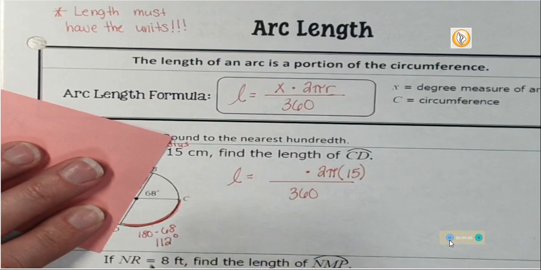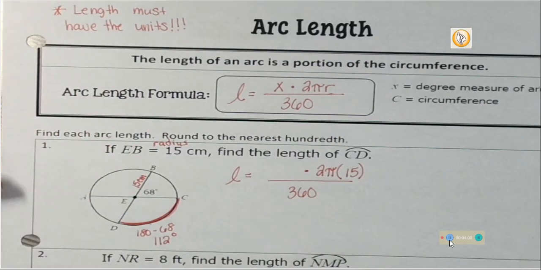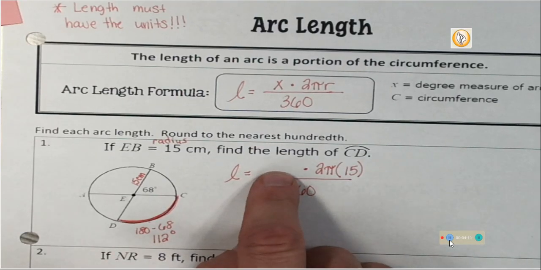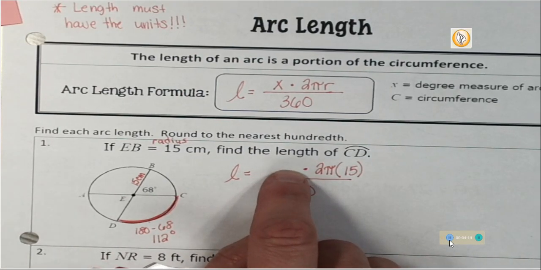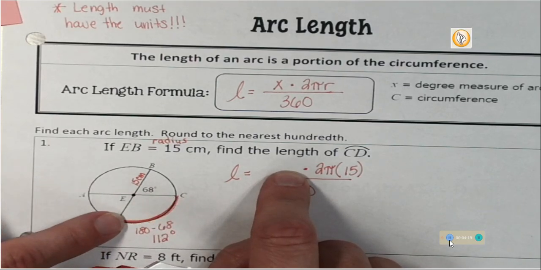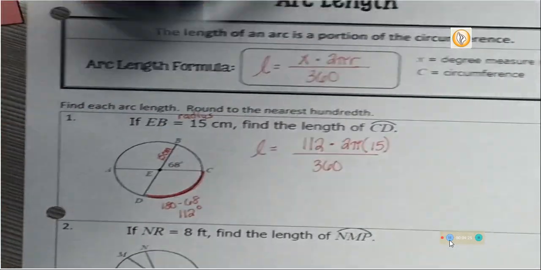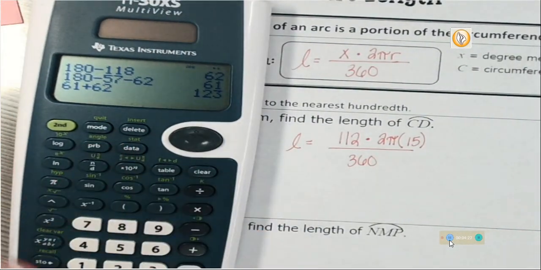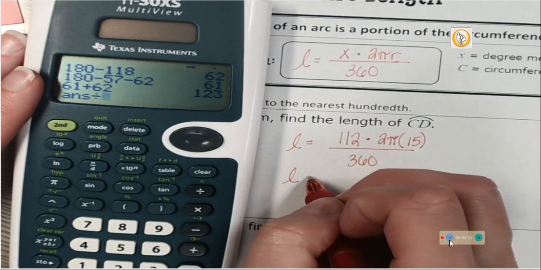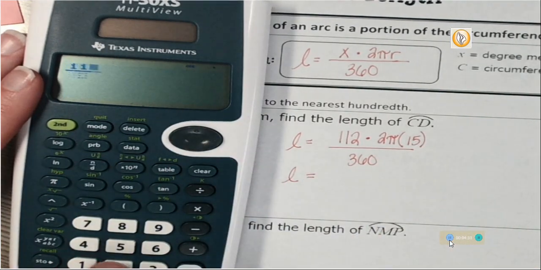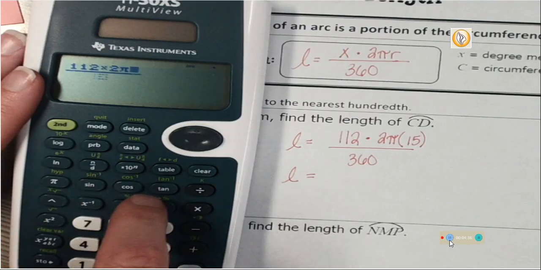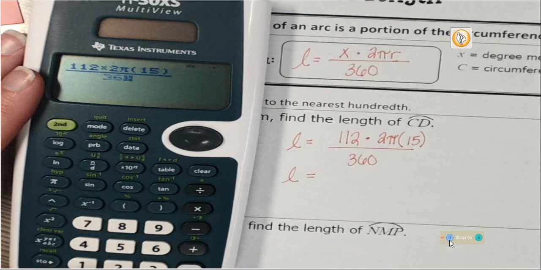Alright, so 180 minus 68, and what's that give us? 112 degrees. Now, truthfully, y'all know, I wouldn't write this on my paper if I was working a problem. I'm going to just type that in my calculator. I just did it so you would see it. So, this right here, this is the degree of the actual arc I need. I need arc CD. What is the measure of arc CD? 112. And so then I'm going to take this, and I'm just going to plug it in. I'm going to find my length. So I've got 112 times 2 pi times 15 over 360.